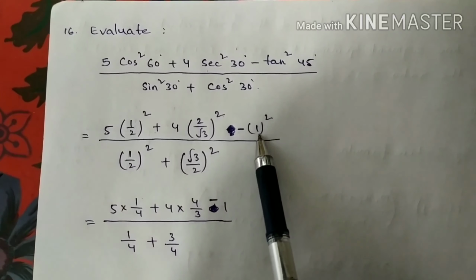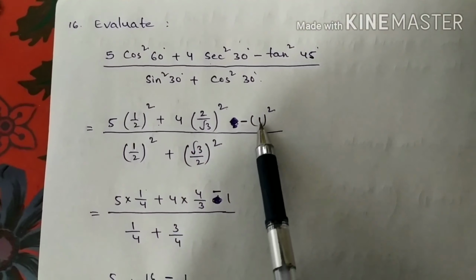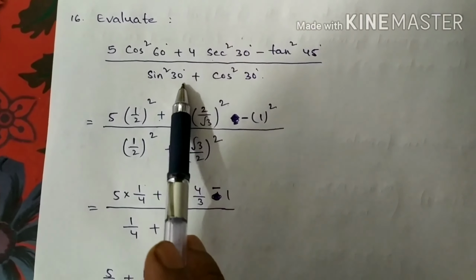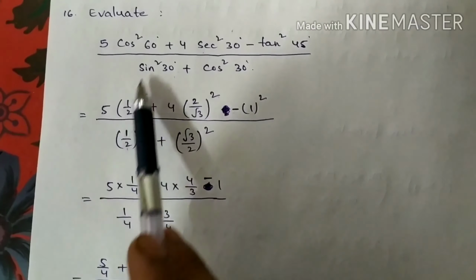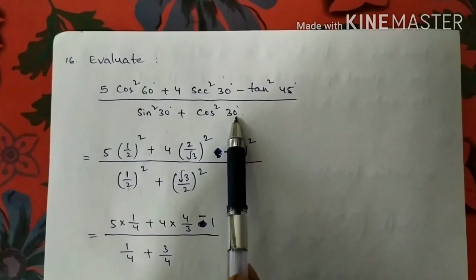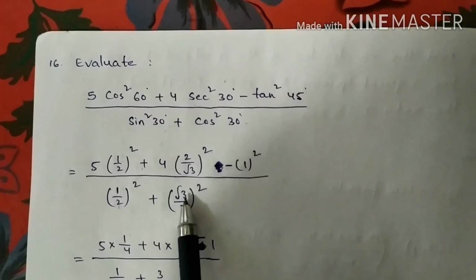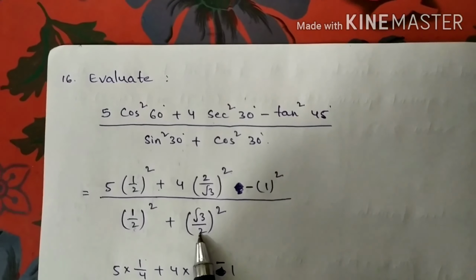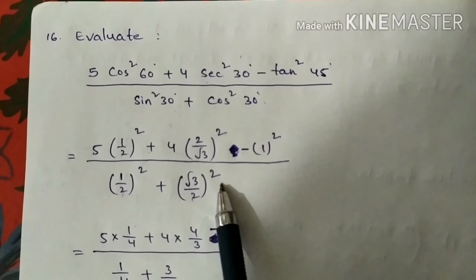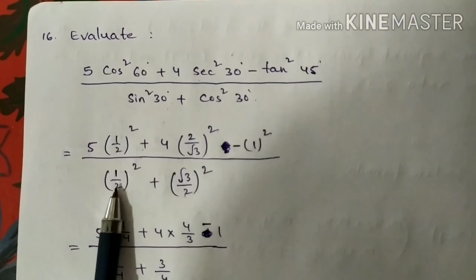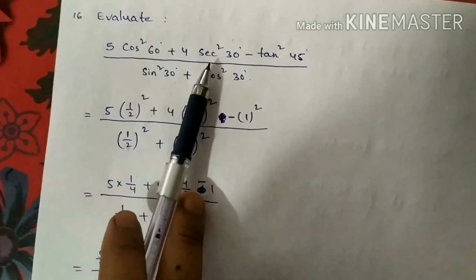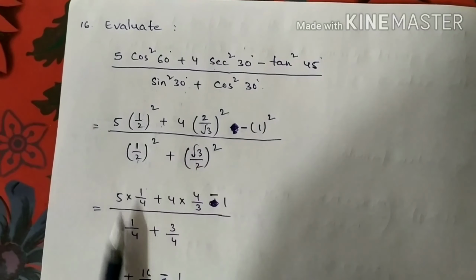Minus the value of tan 45 is 1. So tan square 45 degree will be 1 square, divided by sin square 30 degree. The value of sin 30 is 1 by 2, so sin square 30 will be (1 by 2) whole square, plus cos square 30 degree. The value of cos 30 is root 3 by 2, so cos square 30 degree will be (root 3 by 2) whole square. You have to learn the chart, the values of all this, it is there in your book. Now we will solve it out.